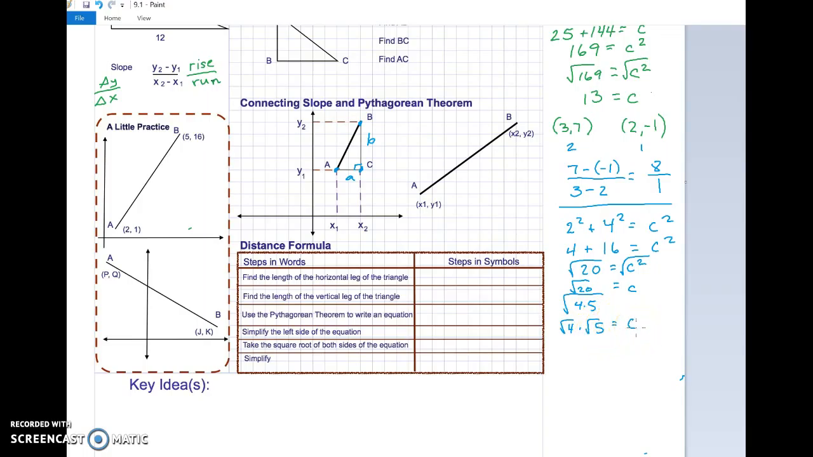Now, do I have any perfect squares? Yes, I do. The square root of 4 is 2. Is the square root of 5 a perfect square?